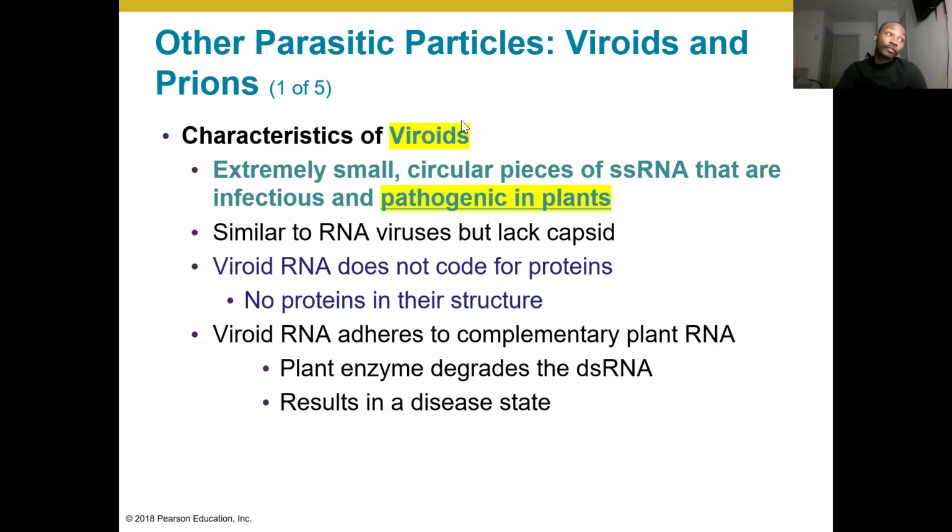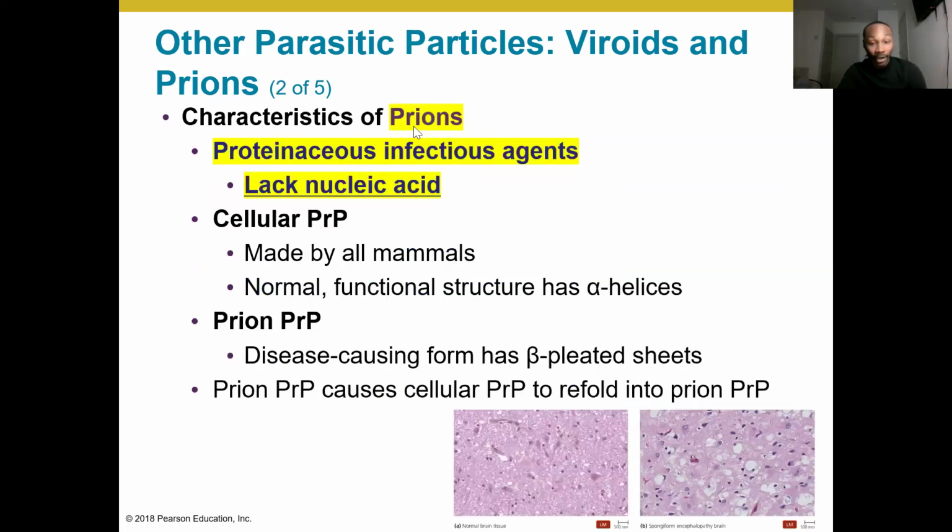Viroids are pathogenic molecules. They only target plants. And I'll end with prions. Prions are proteinaceous infectious agents. They lack nucleic acids. That's what's special about prions, because they are proteinaceous infectious agents.